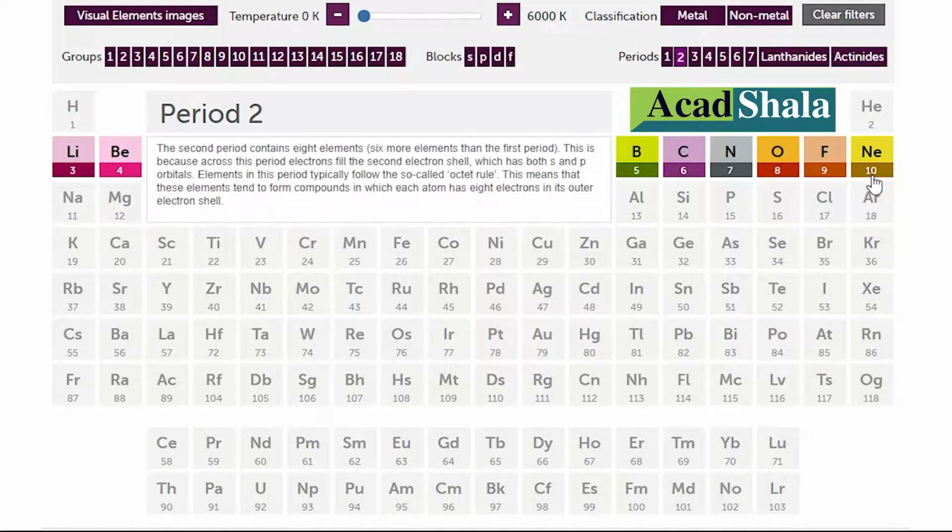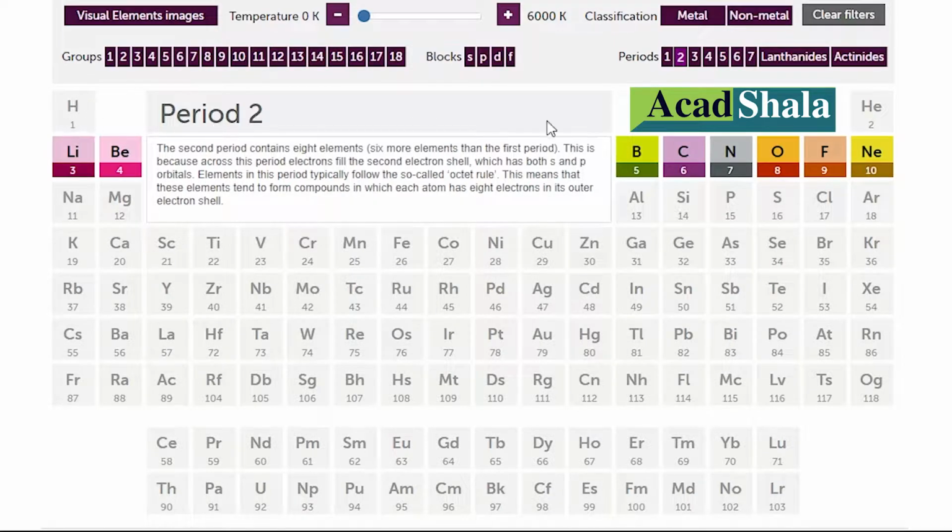The variation of the number of valence electrons is evident from the electronic configuration of elements belonging to the second period. If you see period 2 on the screen, the elements are lithium, beryllium, boron, carbon, nitrogen, oxygen, fluorine and neon. We know this very well. What is the atomic number? Whatever is the serial number, that is the atomic number.